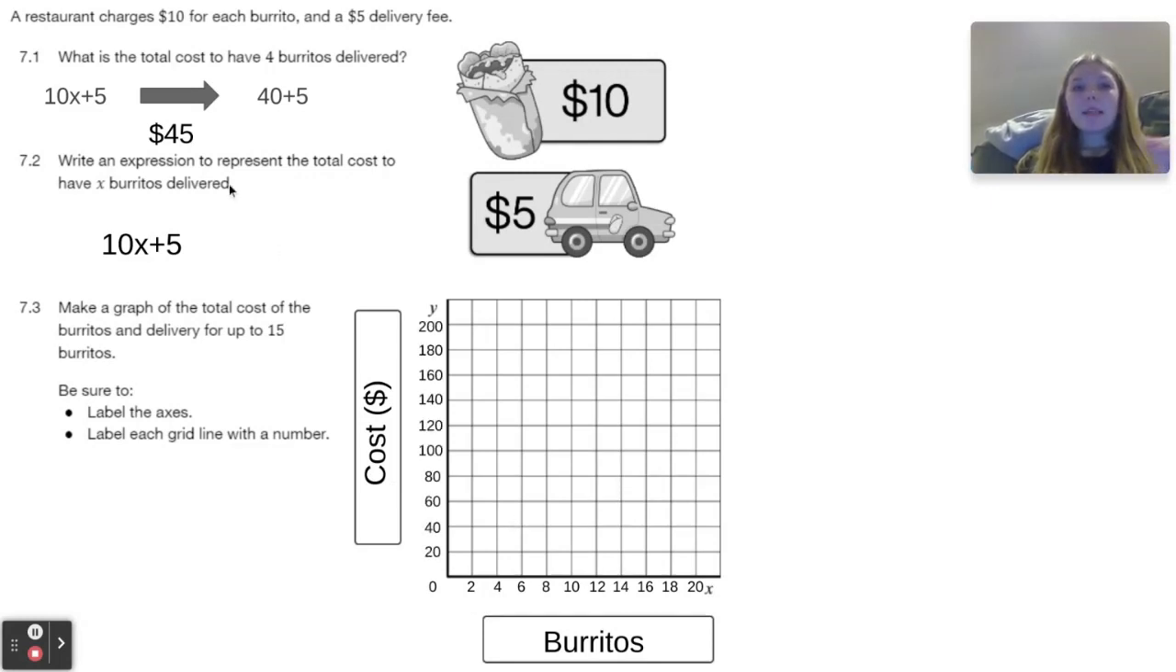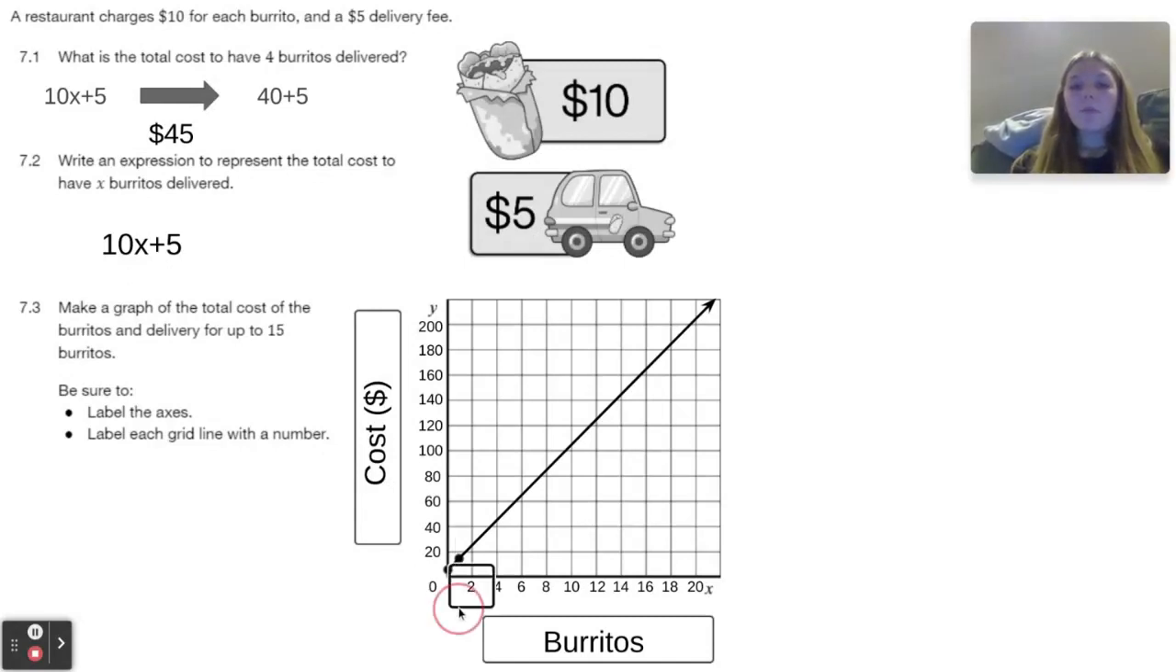Okay, so if you have 0 burritos, you still pay a $5 delivery fee, right? So we're going to plot a point at 5. And then we plot another point. It's easy to plot a point if there's only one burrito delivered.